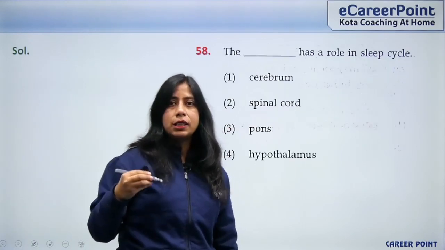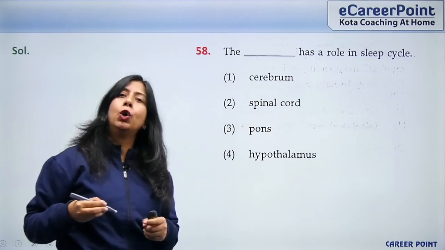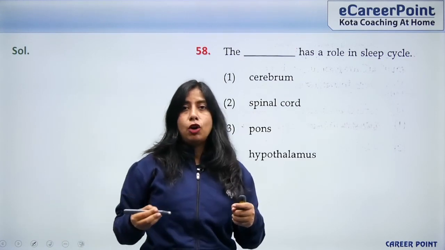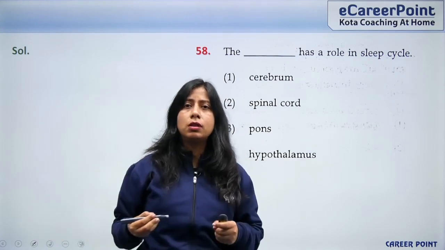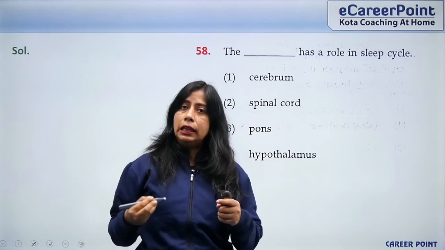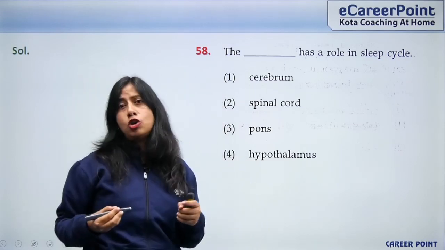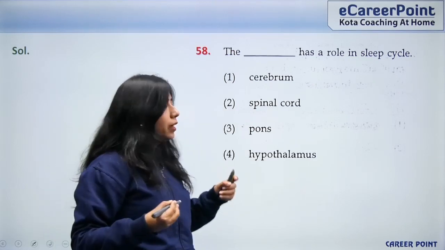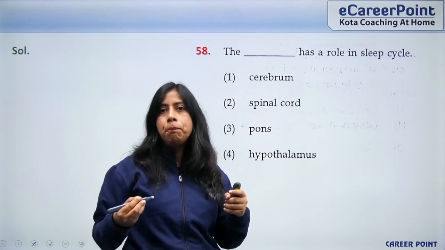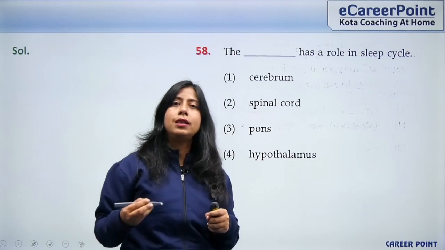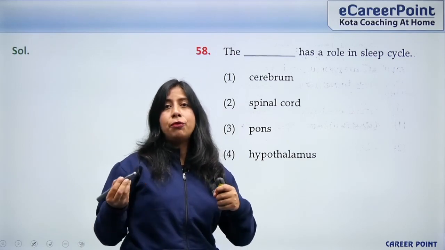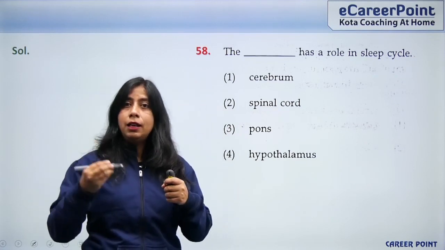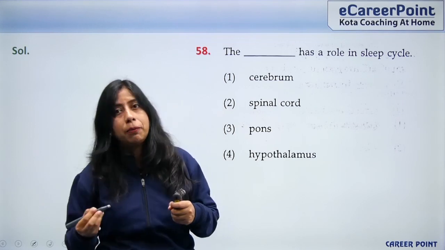Now moving on to the next, the dash has a role in sleep cycle. So if we see, cerebrum is the part of forebrain, does many functions like thinking, memory, intelligence, many things are associated but not sleep cycle. Spinal cord, again in this case, is a part of nervous system. Here pons is relaying the information coming from the spinal cord from the lower part to the above part, like it's sending the information to cerebrum and all.